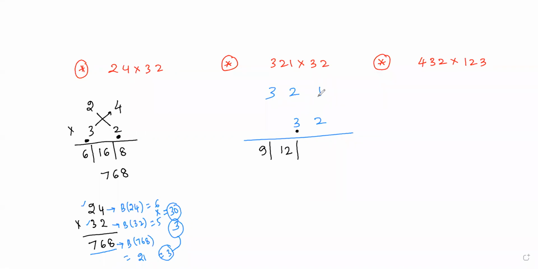1 times 3 will be 3. And 2 into 2 is 4. So that is 7. Now it is eliminated, new digit is selected, and then you are getting 2. So 0, 2, 7, 2 is your answer in this case. Okay.